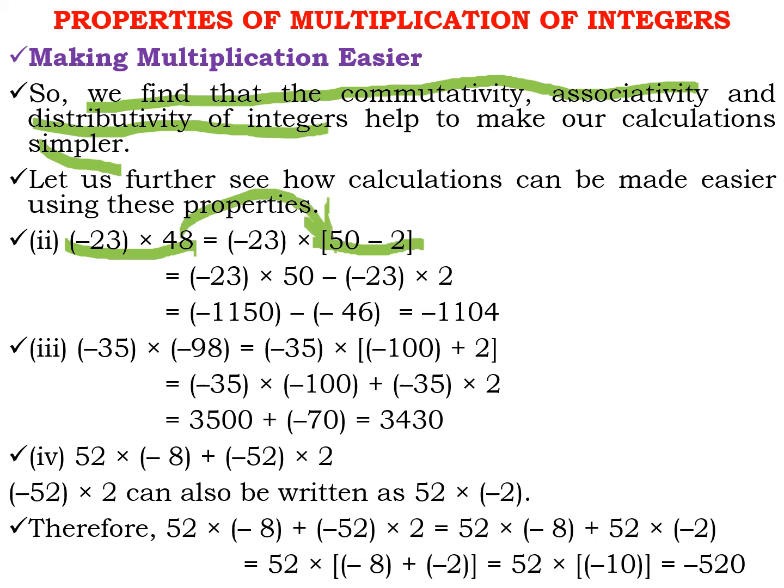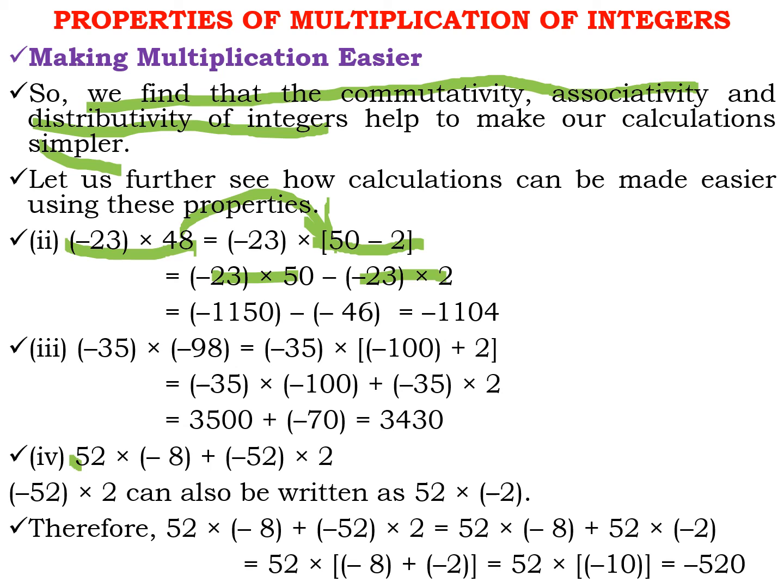Now let us distribute them. -23 × 50 minus of -23 × 2. -23 × 50 is -1150. -23 × 2 is -46. So on solving them, the answer is -1104.